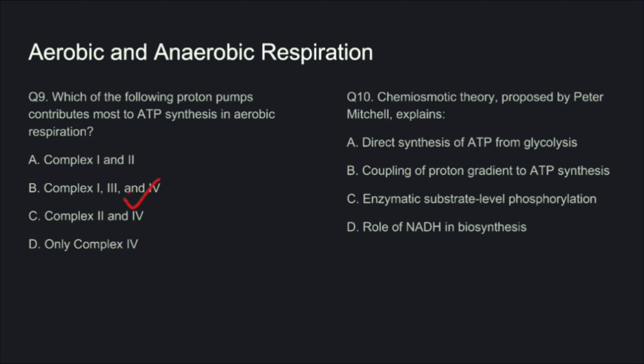Question number 10. Chemiosmotic theory proposed by Peter Mitchell explains, options are A direct synthesis of ATP from glycolysis, B coupling of proton gradient to ATP synthesis, C enzymatic substrate level phosphorylation, D role of NADH in biosynthesis. So the correct answer for this question is option B, coupling of proton gradient to ATP synthesis. So proton motive force generated by electron transport chain drives ATP synthesis through ATP synthase.